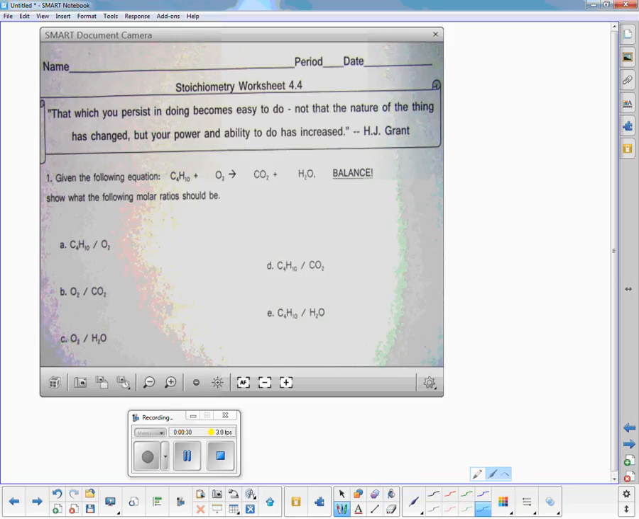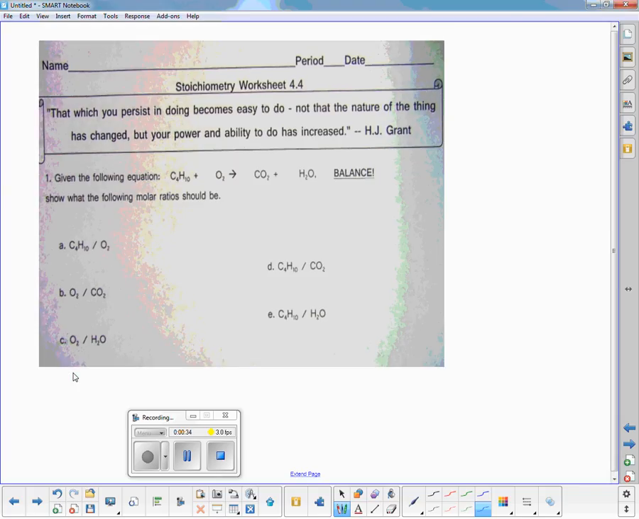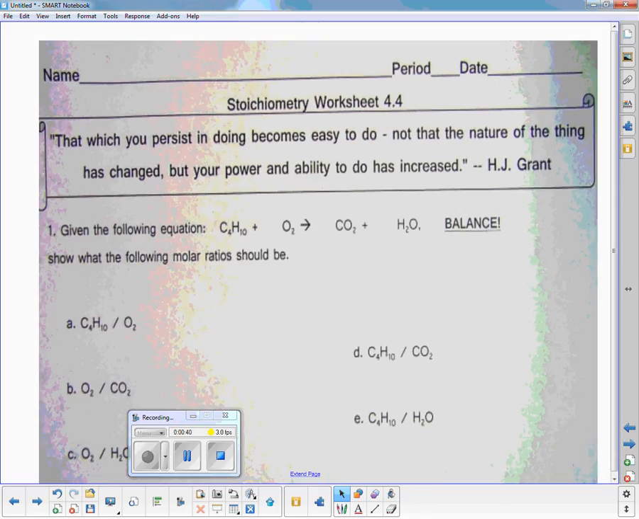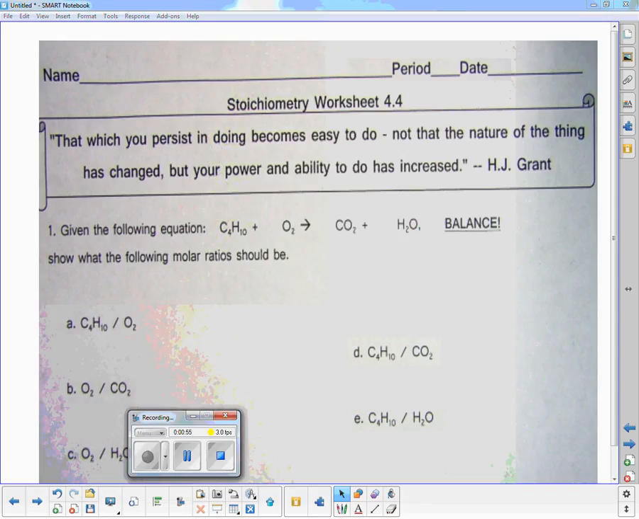Okay, go ahead. So 7. Not quite balanced. This right here is just a comma, so ignore that. That's really not there. Okay, so let's see if we can do it together.